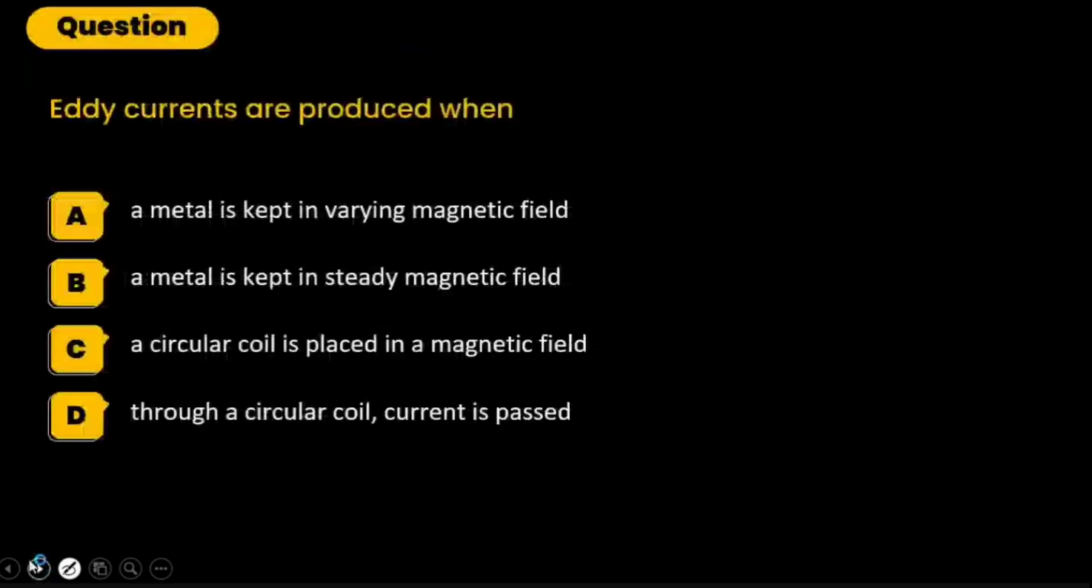Eddy currents are produced when: a metal is kept in a varying magnetic field; a metal is kept in a steady magnetic field; a circular coil is placed in a magnetic field; or current is passed through a circular coil. So what do you think? What should be the correct answer?